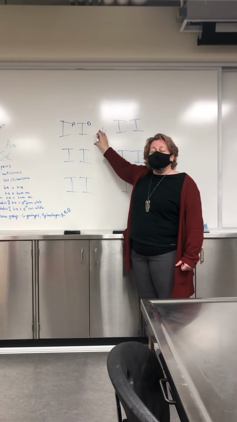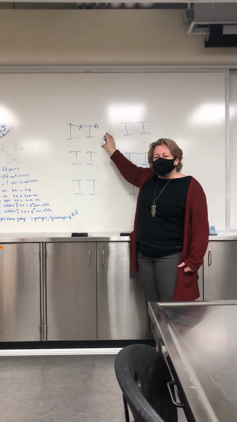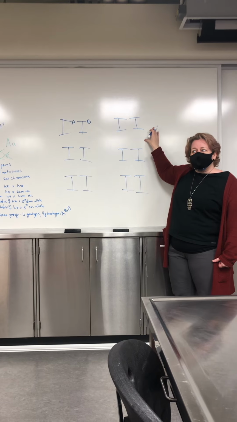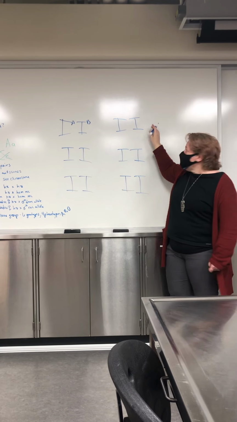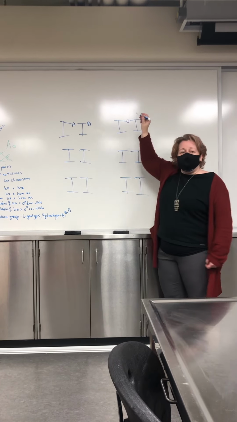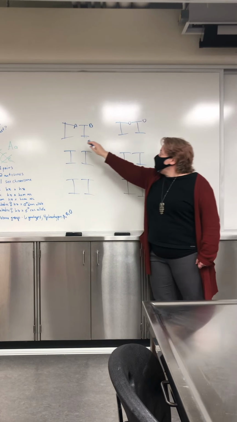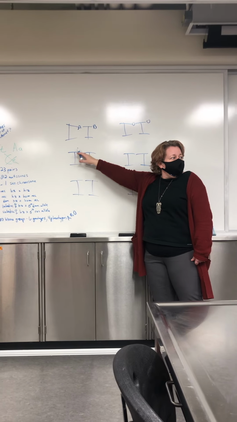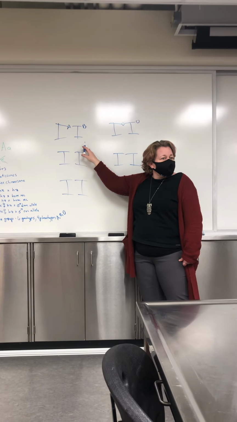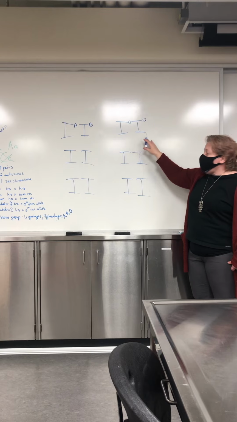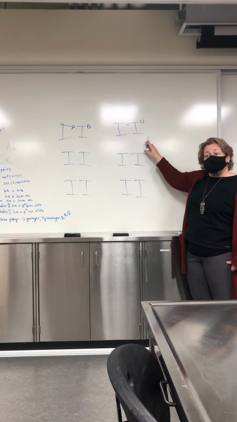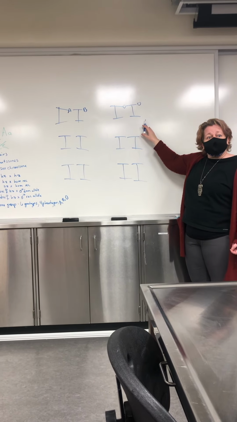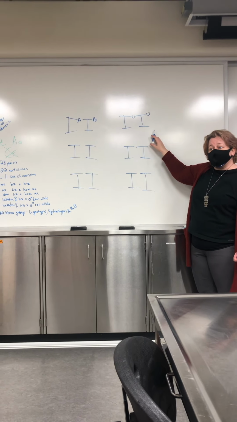Who can tell me what blood type O would look like genotypically? Two O's. IO. So IA IB would be blood type AB. IO would be blood type O. What are the other possibilities? What other blood types are there besides A, B, and O?